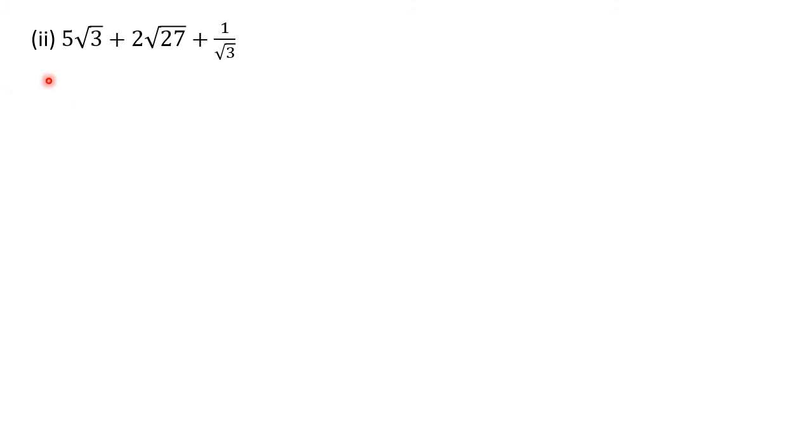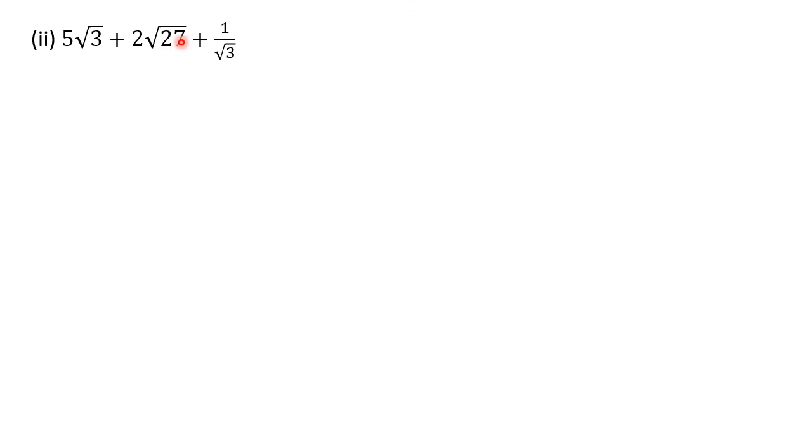So question number 3 here. 5 root 3 plus 2 root 27 plus 1 upon root 3. Now see here, the irrational number is present in the denominator. And that is why we cannot add. You know that we have to rationalize the denominator. We want a rational number in the denominator. So first of all, we have to rationalize it.